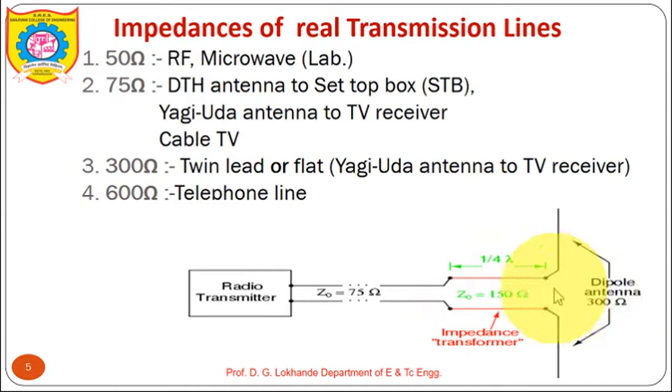Looking from the antenna side, 150 ohm plus 150 ohm is a series combination, and that makes 300 ohm. But looking from the transmitter side, this acts as a parallel component. So 150 plus 150 in parallel with 150 gives us 75 ohm. So this is the particular impedance matching component between the 75 ohm and the 300 ohm.